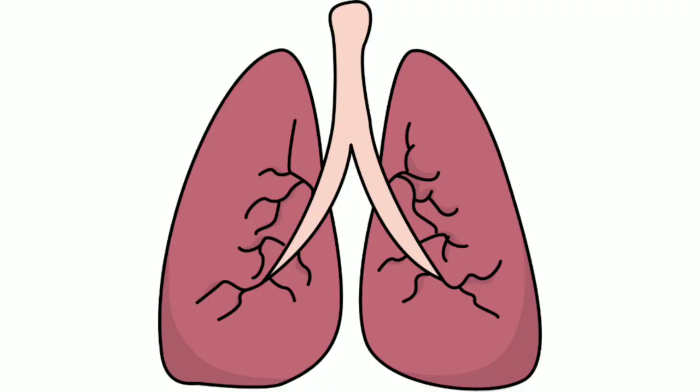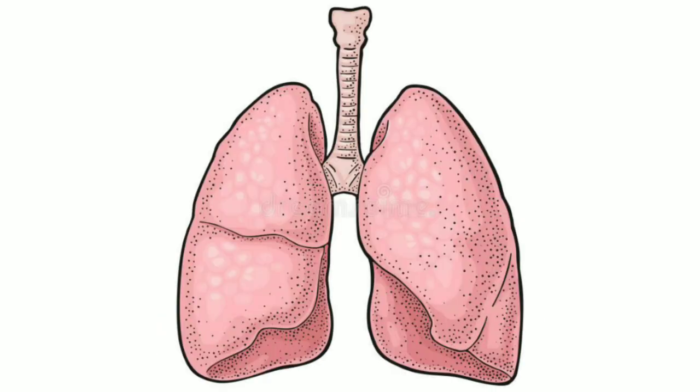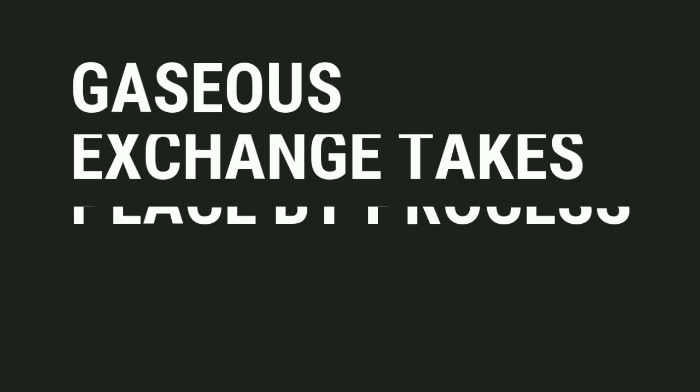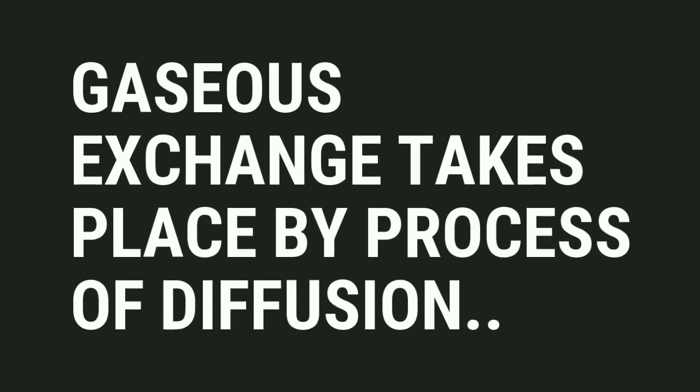Now coming to the lungs are air-filled, sponge-like organs. They are divided into lobes, 3 lobes on the right side and 2 lobes on the left side. Lobes are further divided into lobules and segment. The lungs consist of 300 million pulmonary alveoli, which are grape-like cluster of air-filled sac at the end of the respiratory passage. In lungs, gases exchange takes place by process called diffusion.